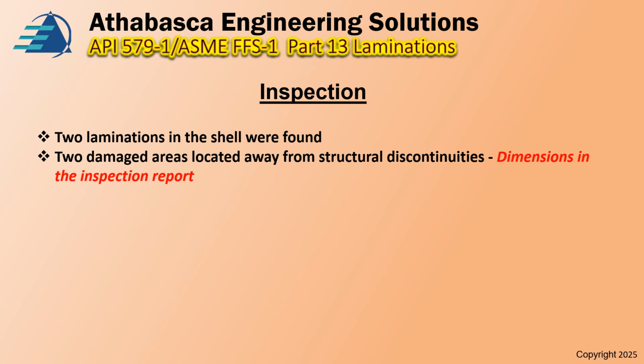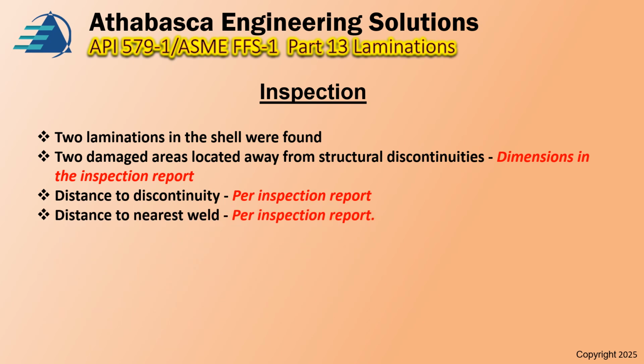Inspection is to me one of the most important things, and it's the hardest part when we do evaluations: whether the inspection report is complete as per 579. We know that the distance to the discontinuities is shown in the report, so the distance between each other. The distance to the nearest weld is shown in the report, and they found out for us that there was no metal loss. So the vessel is in really good shape. It hasn't deteriorated. It's just that they found these 2 laminations.